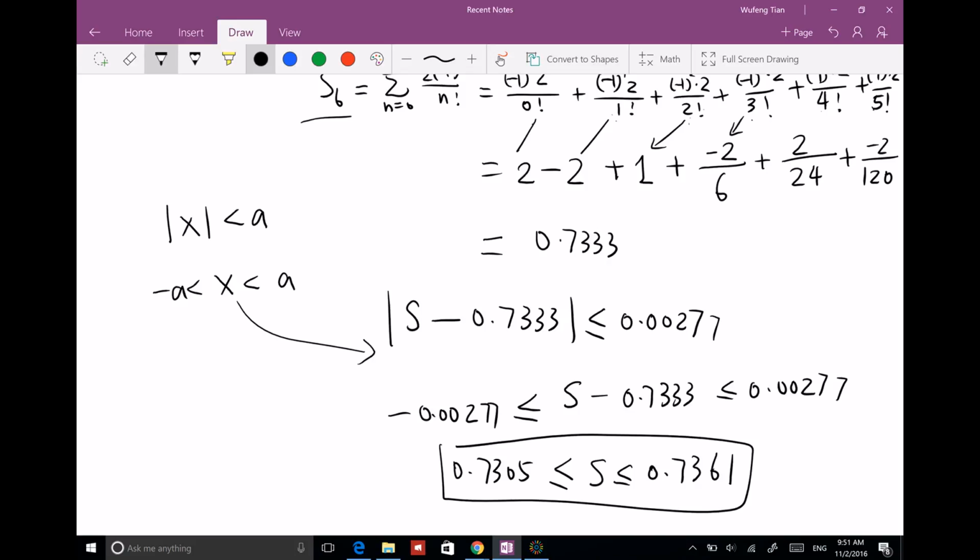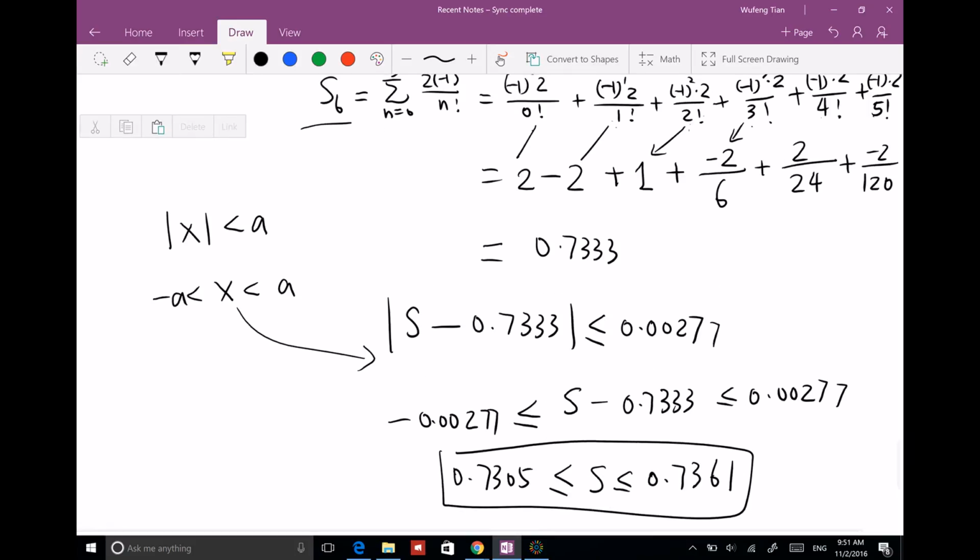Alright, so this is the remainder theorem for the alternating series. We'll finish the alternating series real quick tomorrow. I think we'll spend another 10 minutes to finish that, then we can move on to the ratio test. Okay, I'll see you tomorrow. Thank you very much.